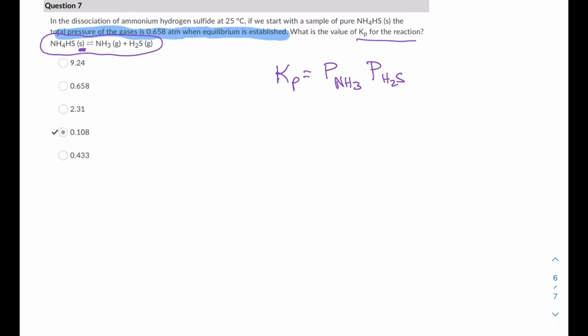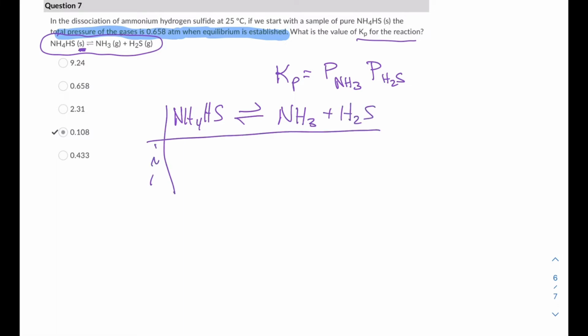Now, I may not need an ice table for this. It may be too simple, but I think it does help us see what's going on. So I am going to set up an ice table. Again, this may be a little bit of overkill, but if it helps you see what's going on, that's good. Now, I'm setting this up in terms of pressures, not in terms of concentrations. And the pressure of that solid is meaningless, so I'm not going to put anything in this column. I don't need to.